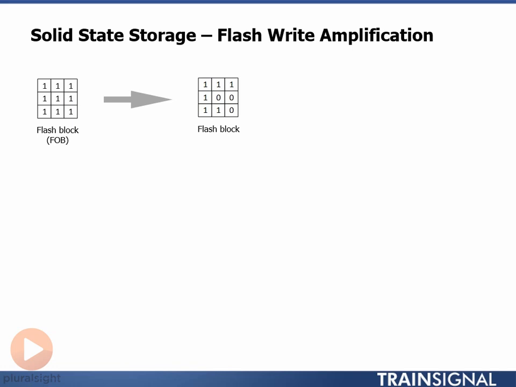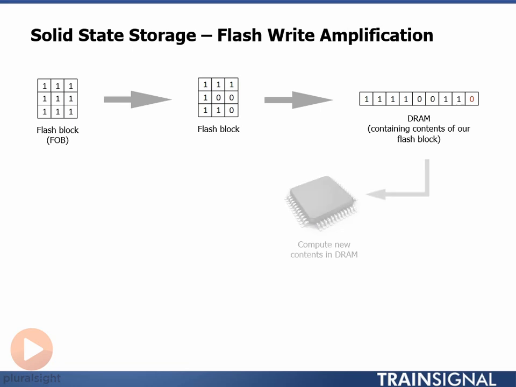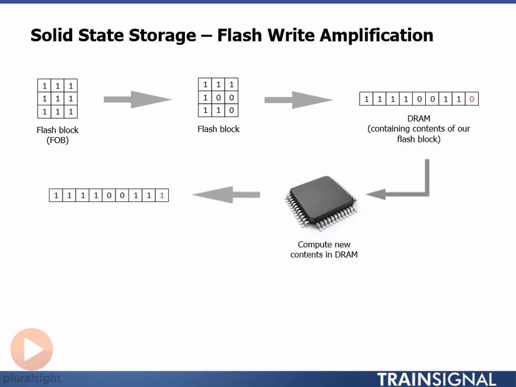First of all, the flash controller is required to read into memory. Oh, and by the way, all flash controllers come with an amount of onboard DRAM for metadata operations and other operations such as this. So the flash controller has to read the entire contents of the block into its DRAM memory. Next, it has to compute the new contents into DRAM. Here we can see the final 0 has been changed to a 1.